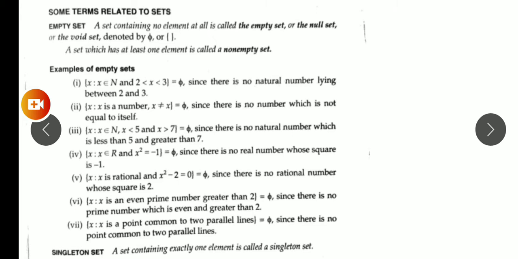As you see in this example, here we have a natural number x which is greater than 2 but less than 3. So we don't have any member between 2 and 3. In the natural numbers we have 1, 2, 3, 4 up to infinity. So we don't have any natural number between 2 and 3. So this is an empty set.